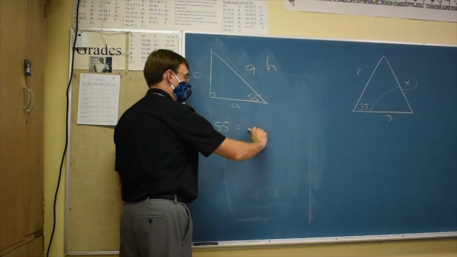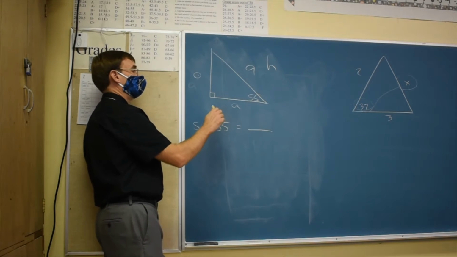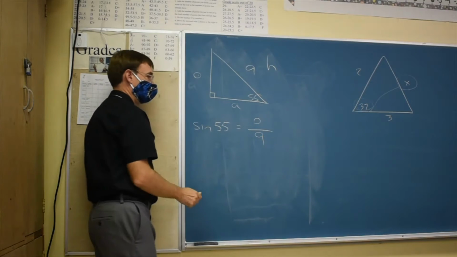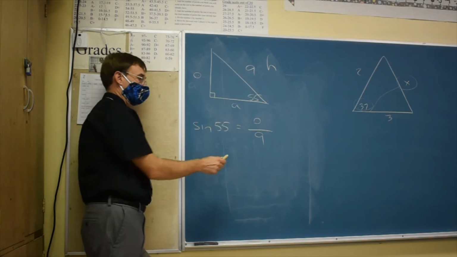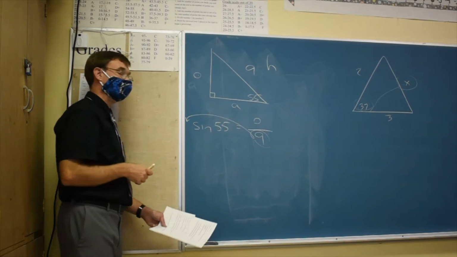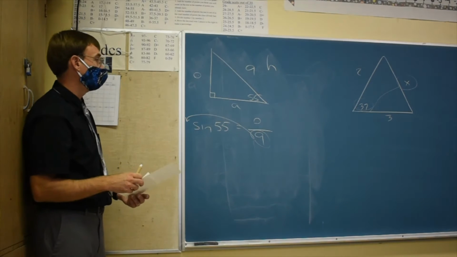55 equals what fraction for that? O over 9. How would you solve that for the O? Move the 9 to do what? Multiply. Punch in 9 sine 55, and we'd be good on that one.